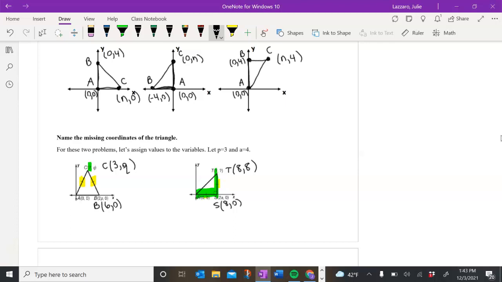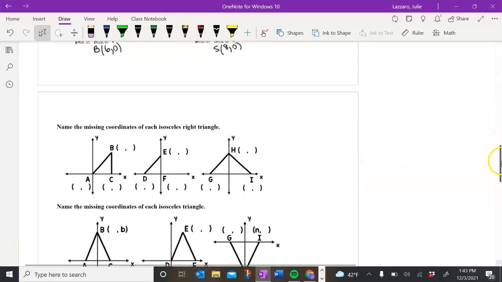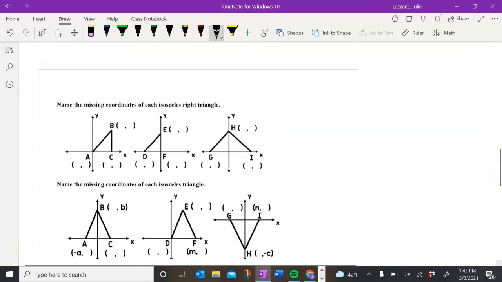Alrighty, team. Just 2 more for us, and then you'll be able to finish the rest for some practice. Name the missing coordinates of each isosceles right triangle. So now we've got a right triangle, and we know that it has 2 equal side lengths. So let's do this first one here. I'm going to put my tick mark there and mark the congruent sides. I'm going to put my 90-degree angle here.